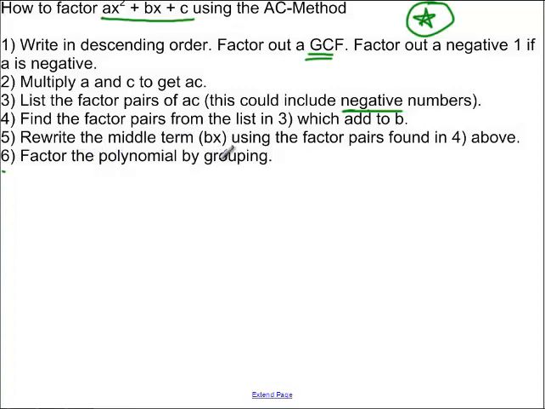Step number 6 is factor the polynomial then by grouping. And probably I should write down here, step number 7, check. We should go back from our factorization and double check our work and just make sure that our factorization is correct. So there's our steps.